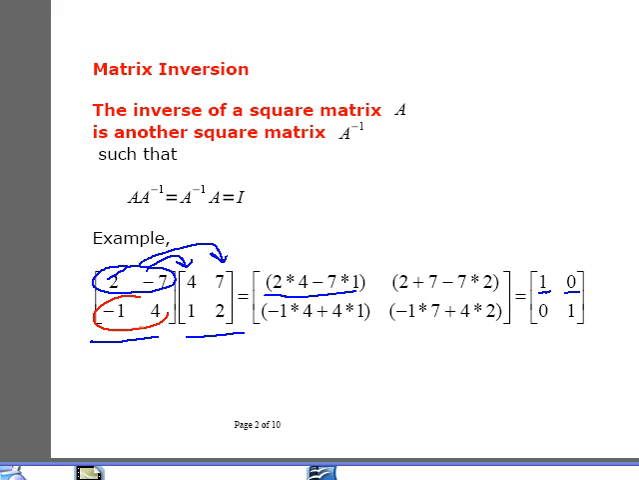I'm going to the second row and going against the first column. So I have -1 times 4 plus 4 times 1, that's a 0. And then I take that second row, I go against the second column, and end up with -7 plus 8, which is 1. This is the identity matrix. These two matrices are inverses of each other.